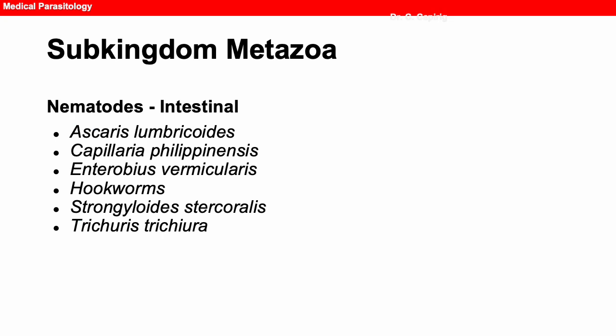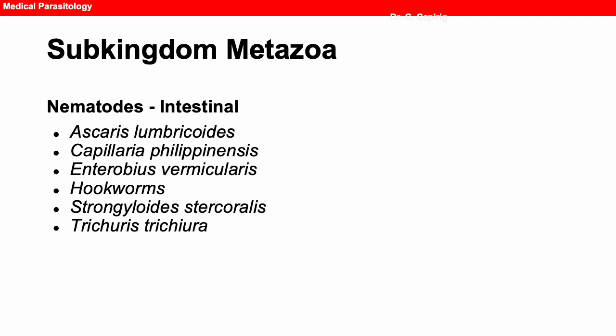These are the representative species of the parasites under the nematodes. For the intestinal nematodes, we have Ascaris lumbricoides, Capillaria philippinensis, Enterobius vermicularis, hookworms, Strongyloides stercoralis, and Trichuris trichiura. Now, Ascaris lumbricoides causes ascariasis, Capillaria philippinensis causes capillariasis, Enterobius vermicularis causes the pinworm infection or the seatworm infection, causing enterobiasis as well. Hookworms, we have two species for hookworms.